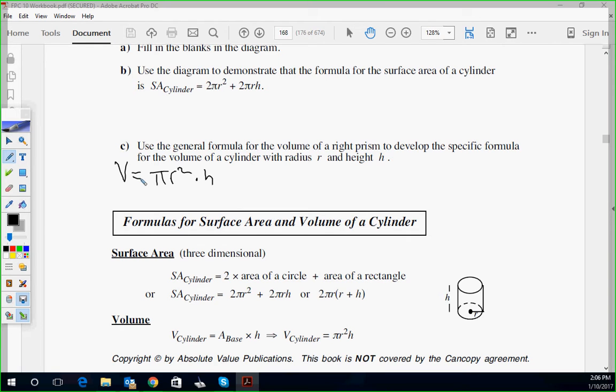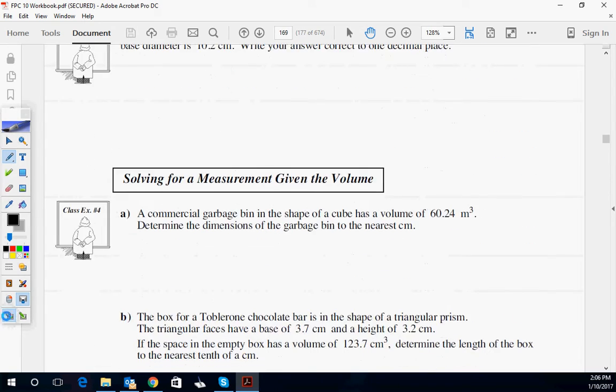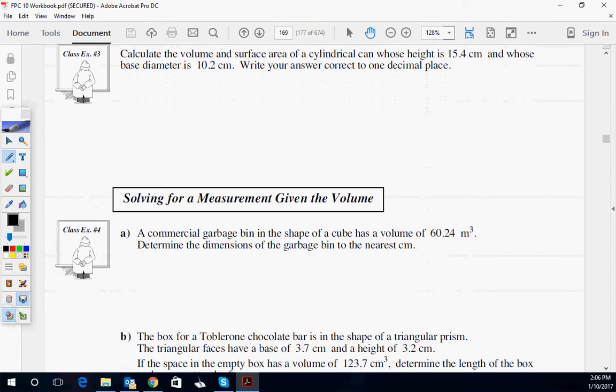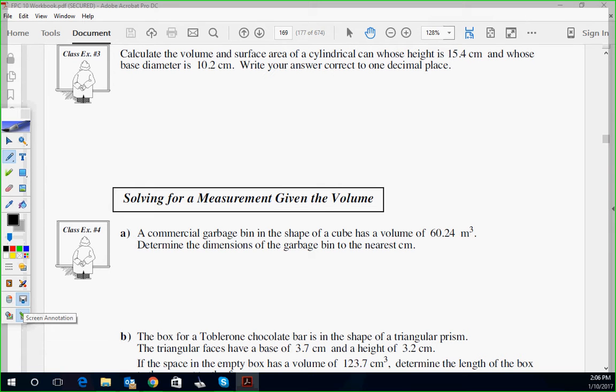All right, so let's go ahead and put this to work now. Next, last page here. Calculate the volume and surface area of a cylindrical can whose height is 15.4 and base diameter is 10.2. So what that looks like is you have a can, and 10.2 is the diameter, 15.4 is the height.